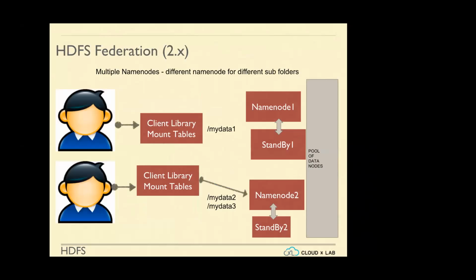Yes, so the mount table is a mapping between directories and name nodes. Every client has the same mount table, correct? So we basically have to keep updating the mount tables in order to avoid disasters.